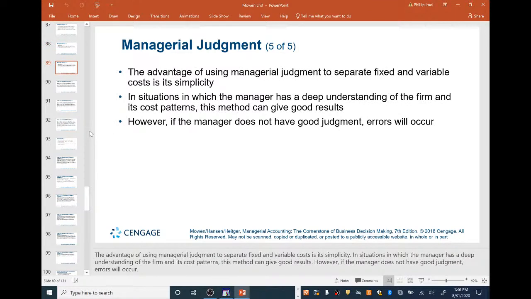Now, the advantage of using managerial judgment to separate fixed and variable cost is its simplicity. So it's very simple to use management's judgment. Okay, it's not easy to obtain the experience and the knowledge and the practice to be able to make those judgments. But once you have that knowledge, experience, training and qualifications, then it's going to be very simple to use that, right? Now, in situations in which the manager has a deep understanding of the firm and its cost patterns, then this method can give good results, right?